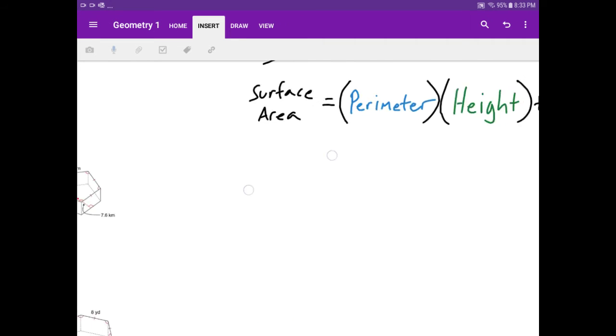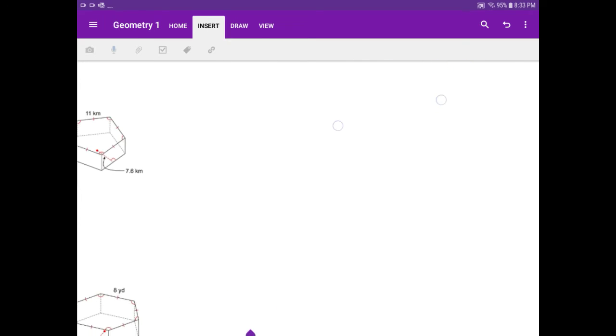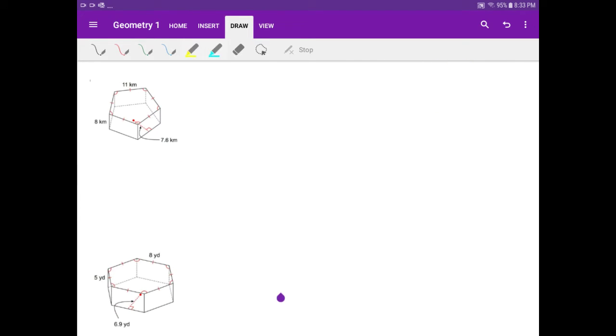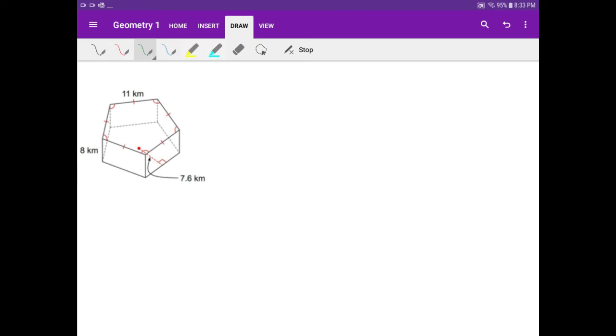So the height is the green one. Height's easy. Height is the green one, perimeter, and then area of the base. Those are the three things you need. Oh, wait, it doesn't use that. It uses something else. It uses B. So capital B here.